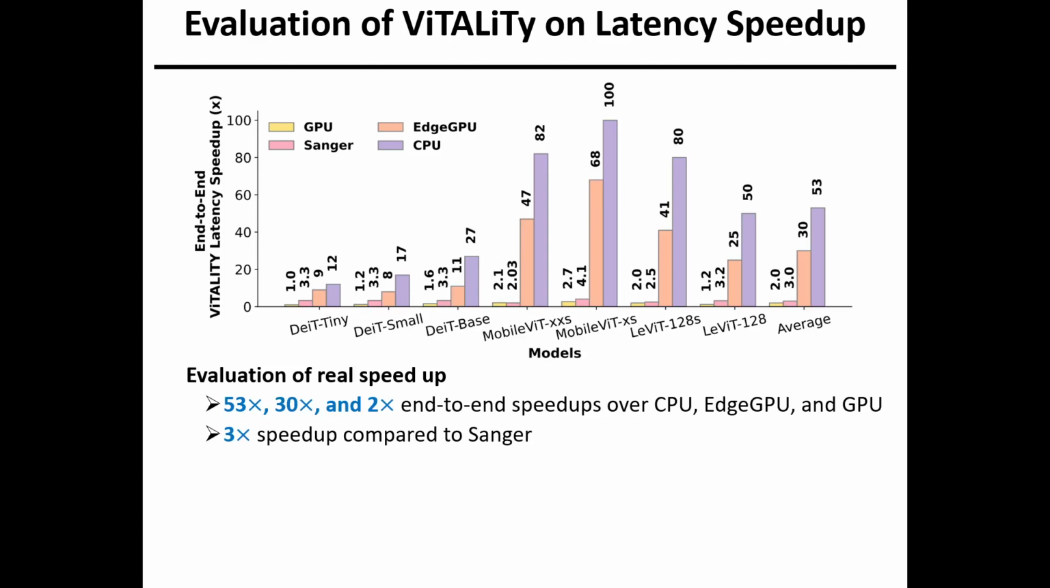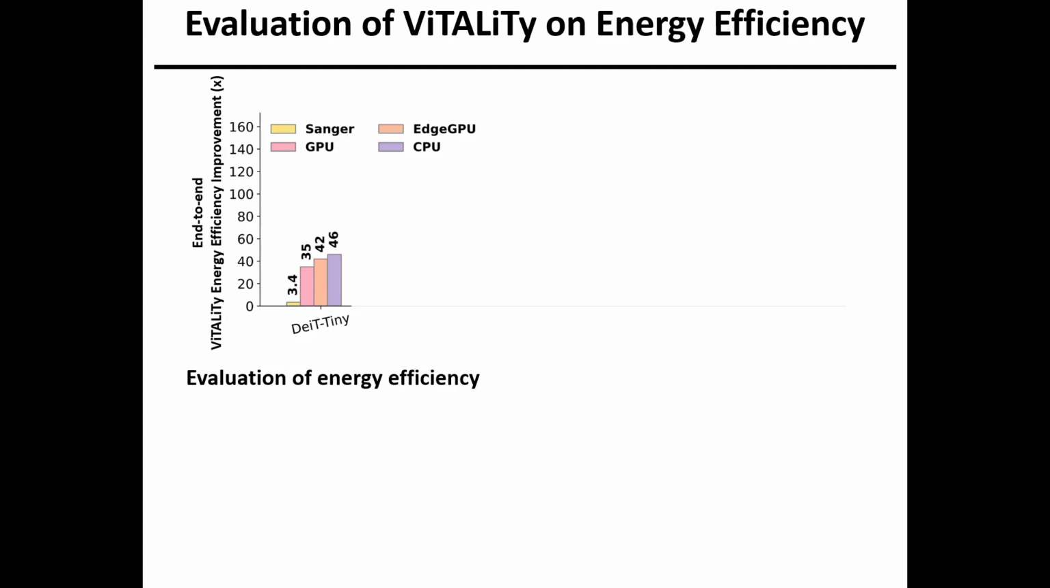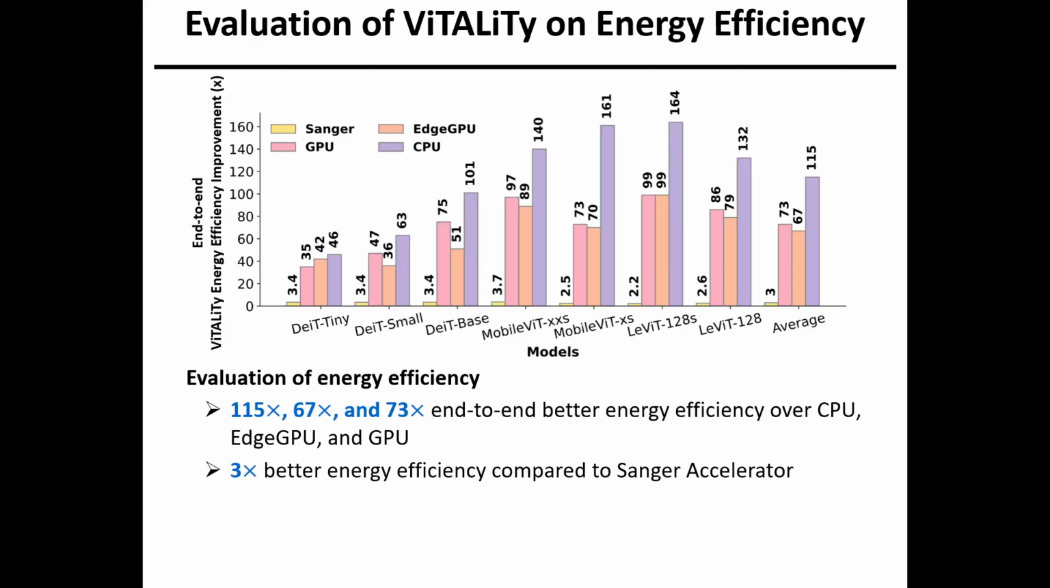On average, the ViTALiTy accelerator achieves 53 times, 30 times, and 2 times end-to-end speedup over CPU and GPU baselines, and 3 times speedup compared to the Sanger accelerator. In terms of energy efficiency, this figure shows the efficiency improvement of our accelerator compared to the 4 hardware baselines. On average, our accelerator achieves 115 times, 67 times, and 73 times end-to-end better energy efficiency over CPU and GPU baselines, and 3 times better energy efficiency compared to the Sanger accelerator.